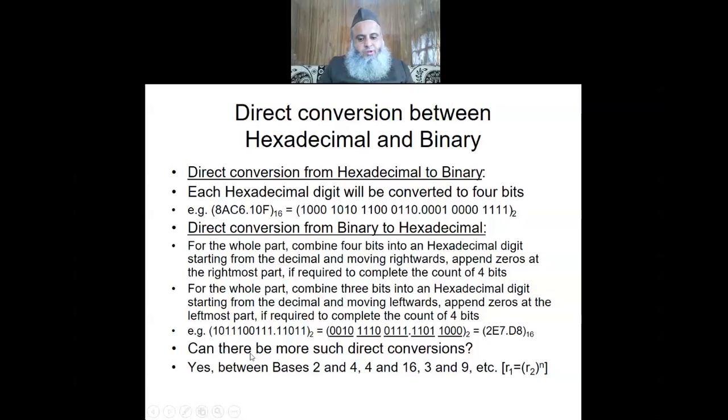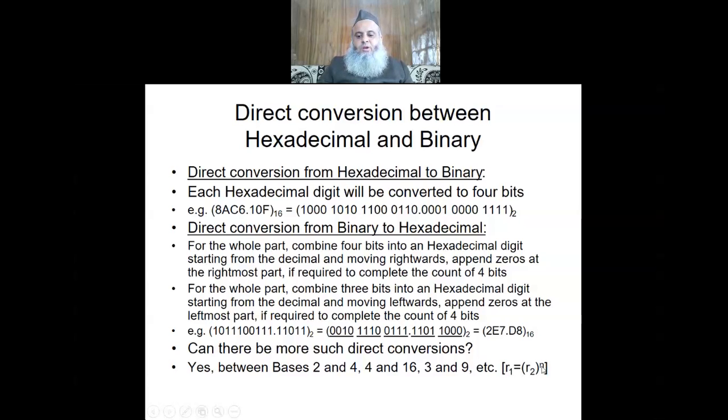Can there be more such direct conversions? Are these two just the special cases, octal to binary and back, or binary to hexadecimal and back? There are more cases also. Yes, there are more cases. We can do it between 2 and 4, 4 and 16, 3 and 9, etc. The formula is this: R1 equals R2 to the power n.